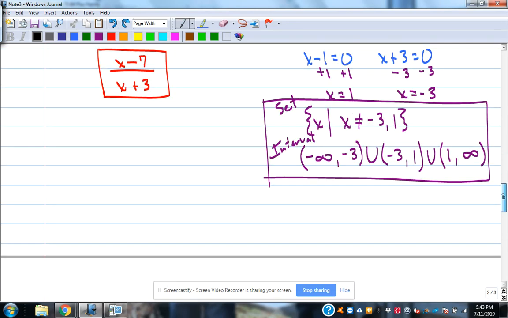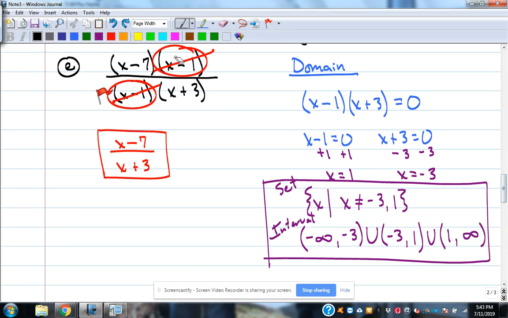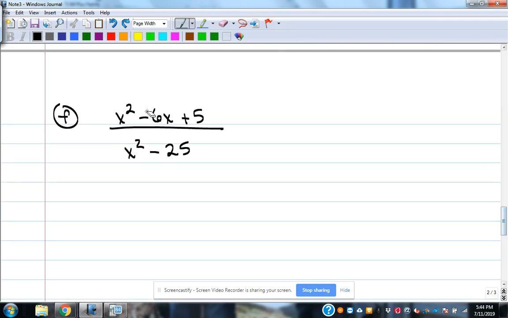Like up here on the example E, x minus 1 was multiplied times the x minus 7, and this x minus 1 was multiplied times the x plus 3. So that made it legal, and they matched perfectly. On this problem, you've got an x squared, and it's subtracting 6x and then a plus 5. So it's a whole different thing, okay? So you can only simplify and cancel out things that are part of factors. So you've got to do factoring first, okay?